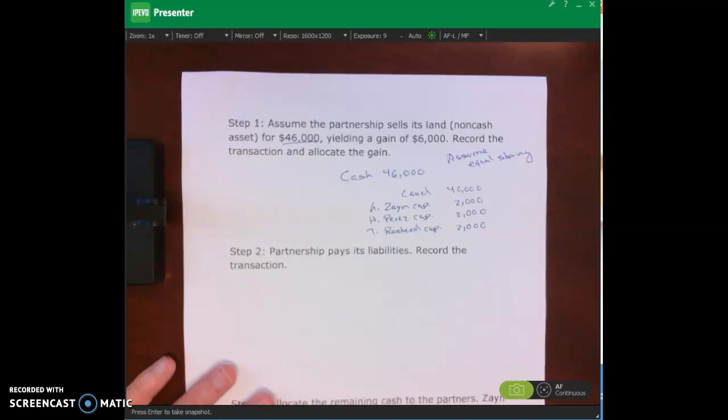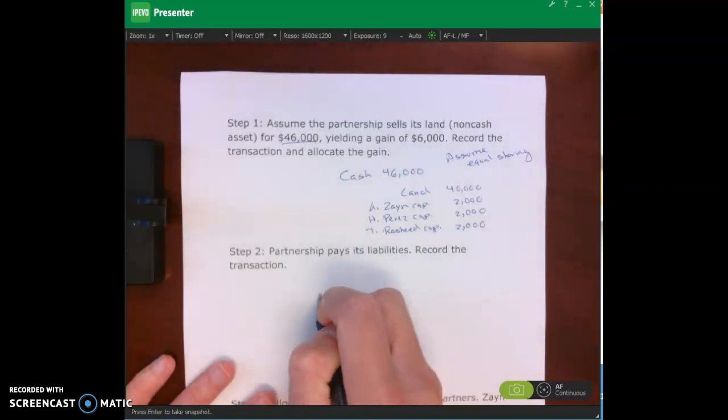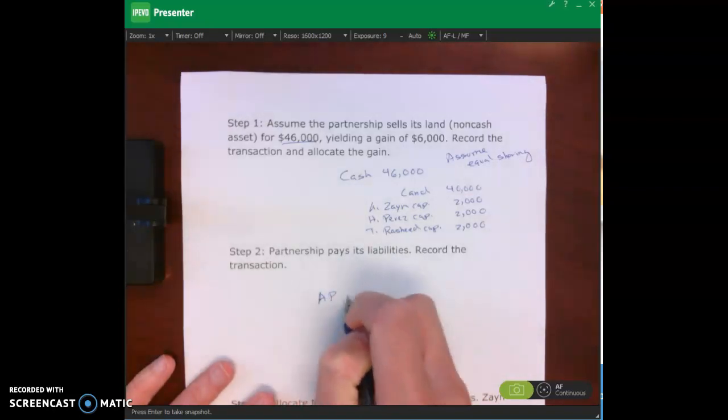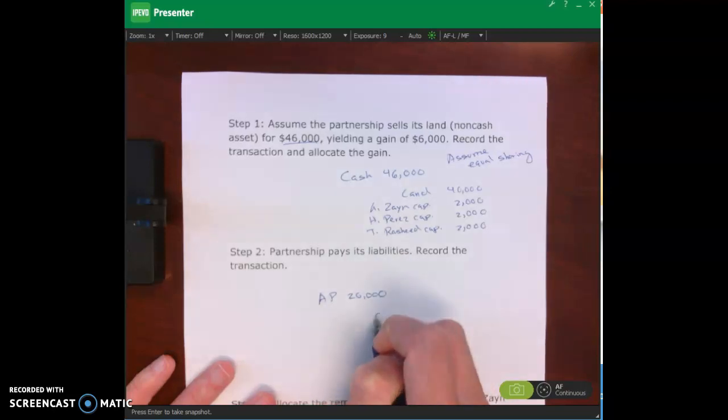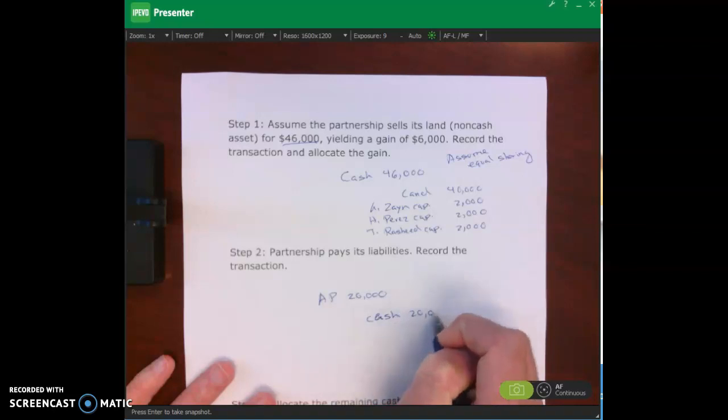Step 2, we pay our liabilities. Now if you go back to the prior page, you can see that the only liability that we have is an accounts payable worth $20,000. So we pay that. Debit accounts payable $20,000, and then credit cash $20,000.